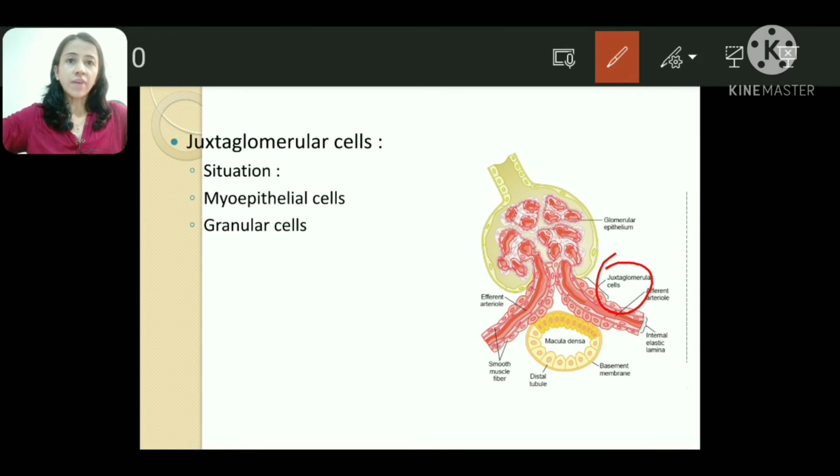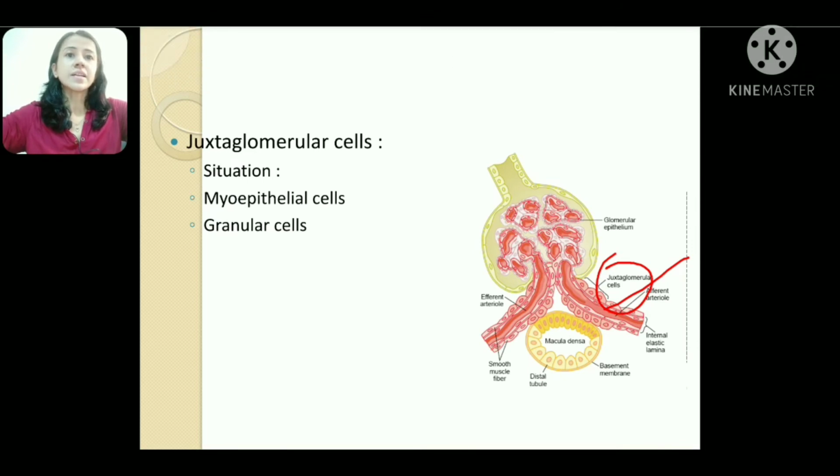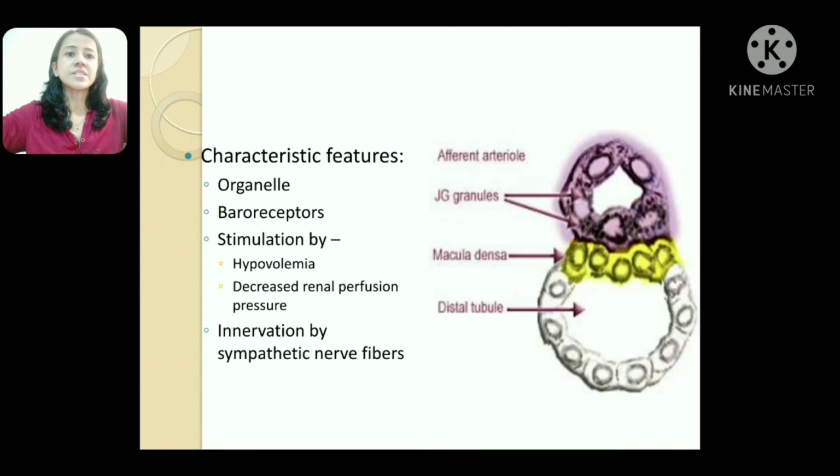arteriole. Afferent arterioles, before they enter the glomerulus, become thickened like a cuff, and it contains myoepithelial cells. Myoepithelial cells means modified vascular epithelial cells, and these are JG, juxtaglomerular, cells. These cells are granular cells because they have granules, and they secrete a proteolytic enzyme which is known as renin. Now, characteristic features of JG cells.